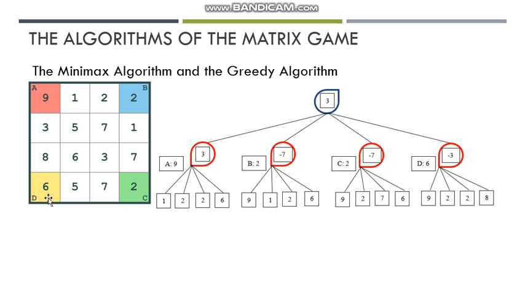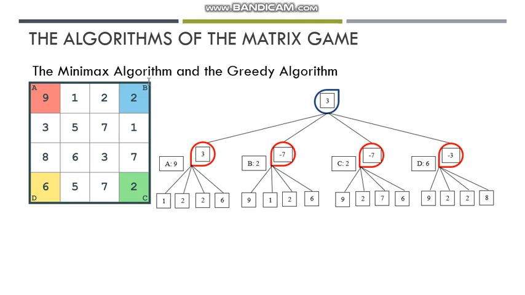So the next thing that I want to talk about is the minimax algorithm and the greedy algorithm. The greedy algorithm just picks the highest number available to it every time. So for example, in this, if the greedy algorithm was going first here, it would pick the 9, just because it's the largest number available to it. Anyway, but I want to talk about the minimax algorithm more because it's a little bit more complex.